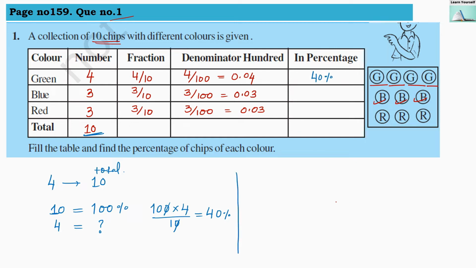Now similarly for the blue color chips, 10 chips are 100% quantity. Then for 3 blue color chips, what will be the quantity? 3 into 100 divided by 10. The 10 gets canceled off, and we get 30% blue color chips. Red color chips are also 3, so that is also going to be 30%. So blue and red are 30% and green chips are 40%. Together they should give us 100%. So 30 plus 30, 60, plus 40, 100%. Yes, all the three colors cover 100% quantity.